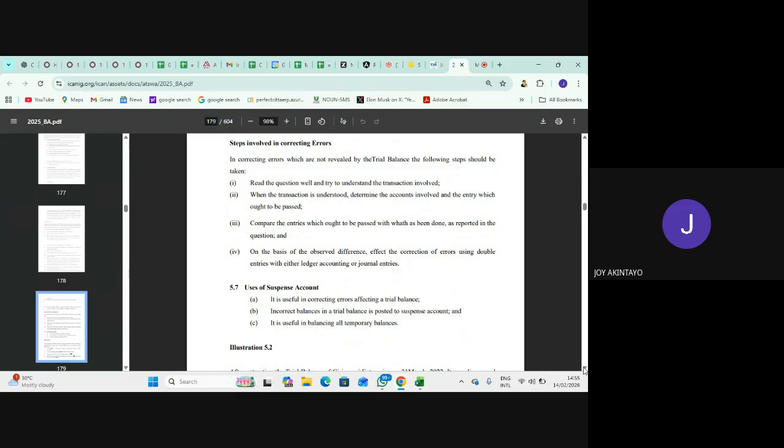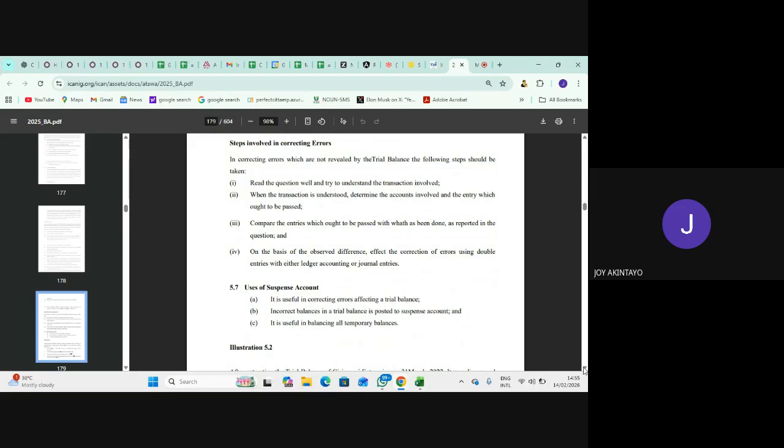Now, what are the uses of suspense account? One use is that it is used in correcting errors affecting trial balance. We use suspense accounts mainly to what? To correct errors that affect trial balance.